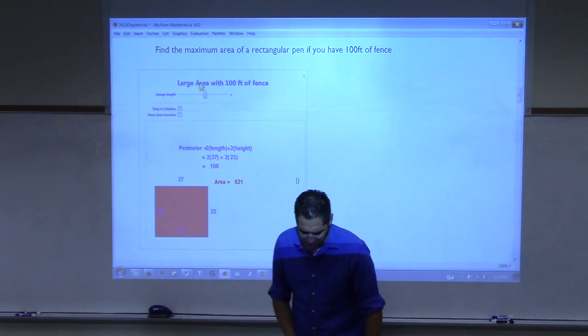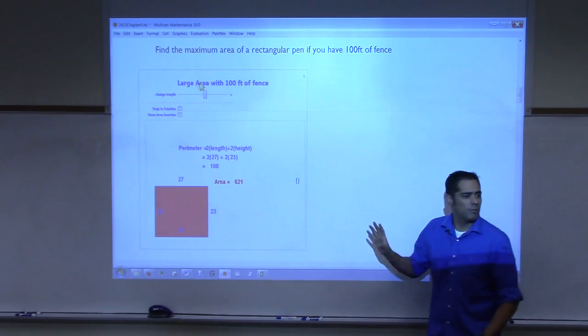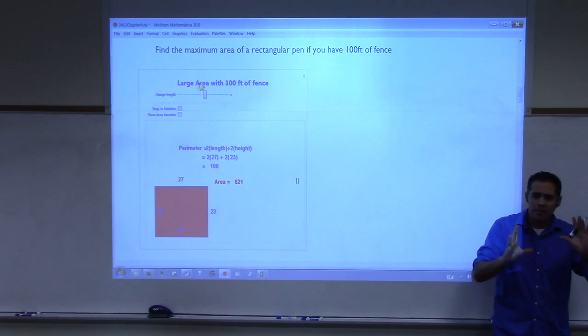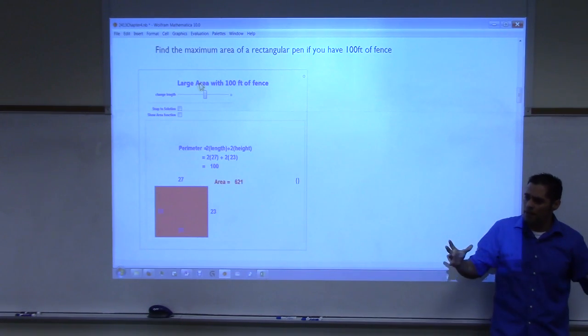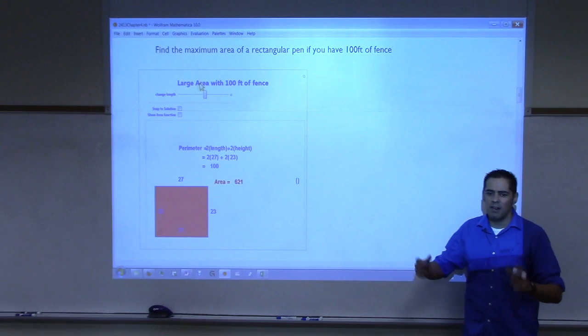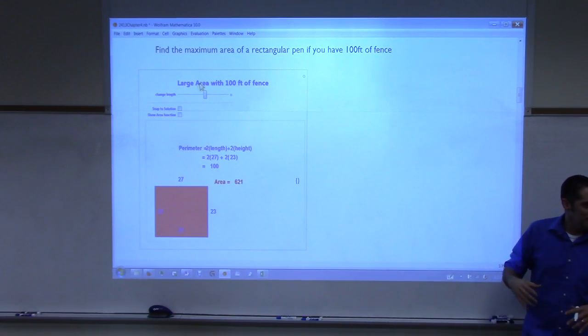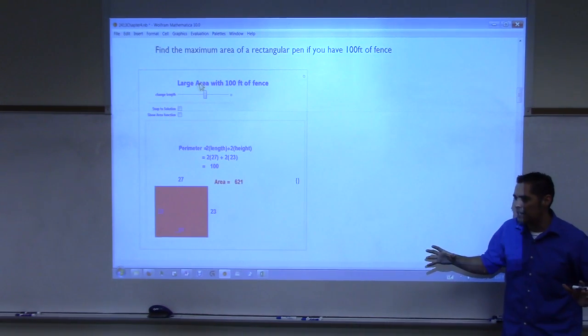Does everyone understand the problem itself? We've got 100 feet of fence. We're trying to make this thing. We want it to have the most area possible. We're going to put some chickens in there, and we don't want them fighting with each other, right? So we're going to give them as much area as they can get.